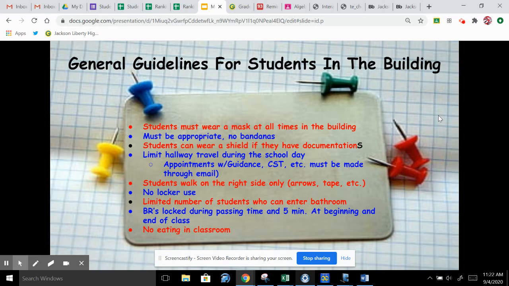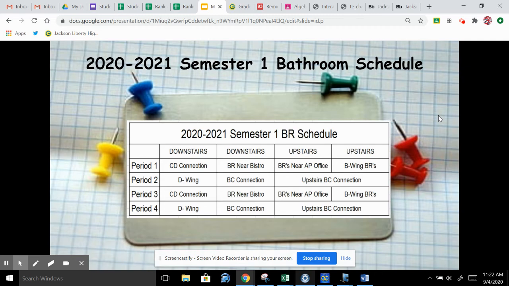No eating in the classroom. We already talked about that. Okay. So here's your bathroom schedule, guys. As crazy as that sounds, there's only going to be certain bathrooms open each period. And this is allowing the custodians basically to get in there and clean and make sure everything is disinfected for the next period. And, that's obviously the world we live in today, guys.